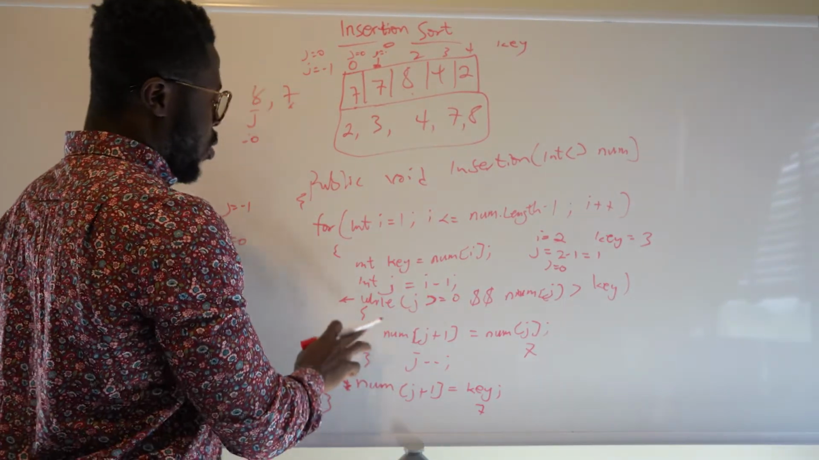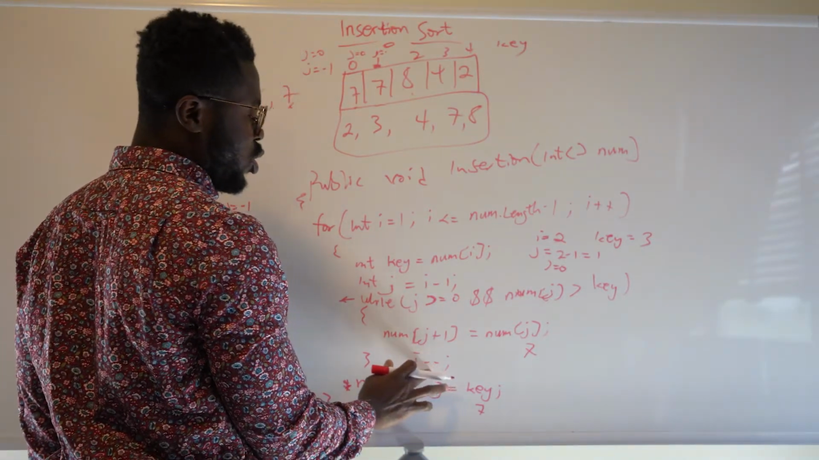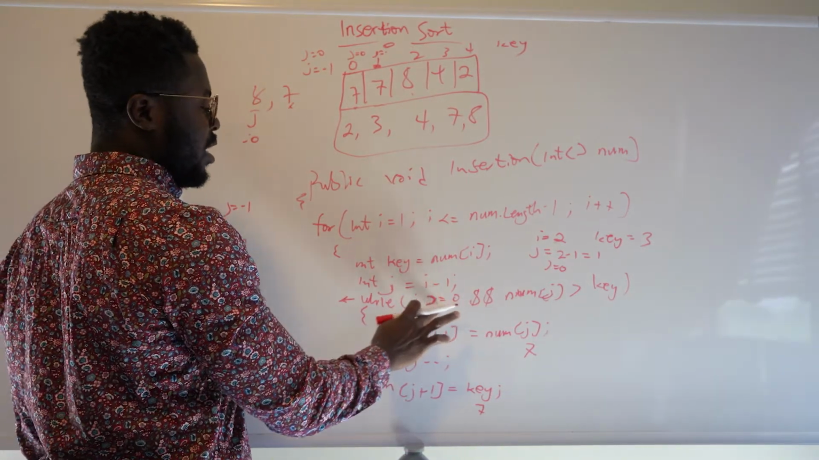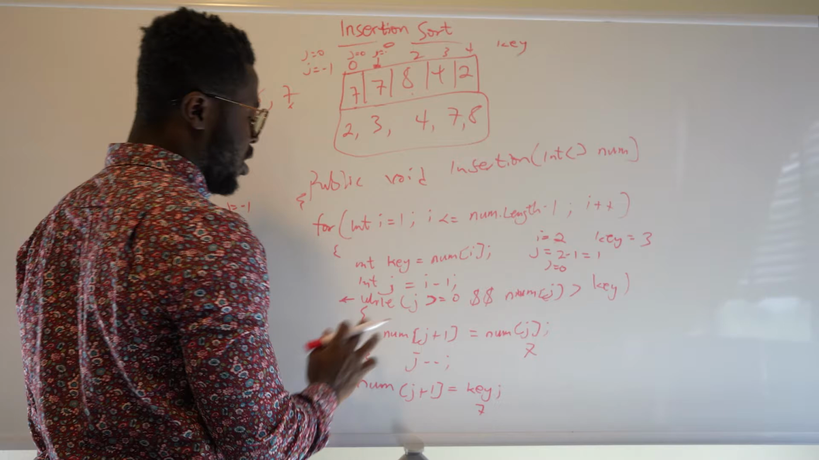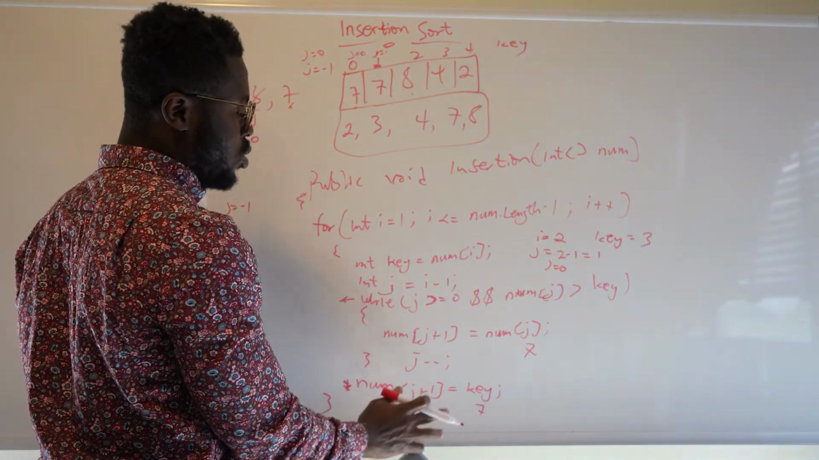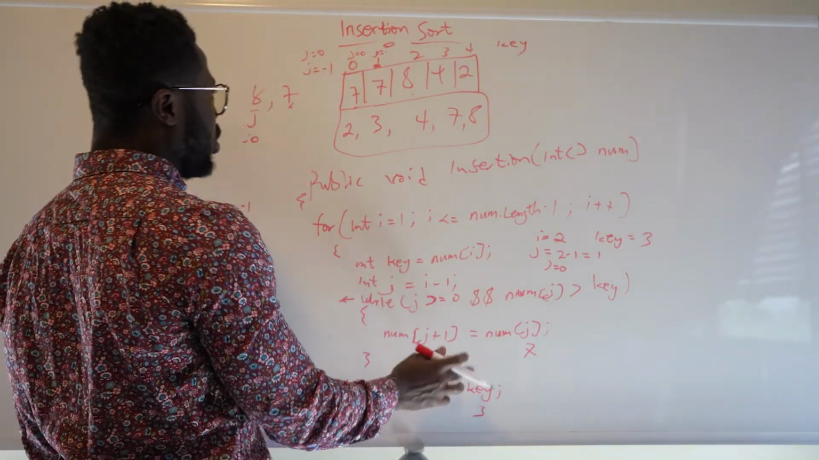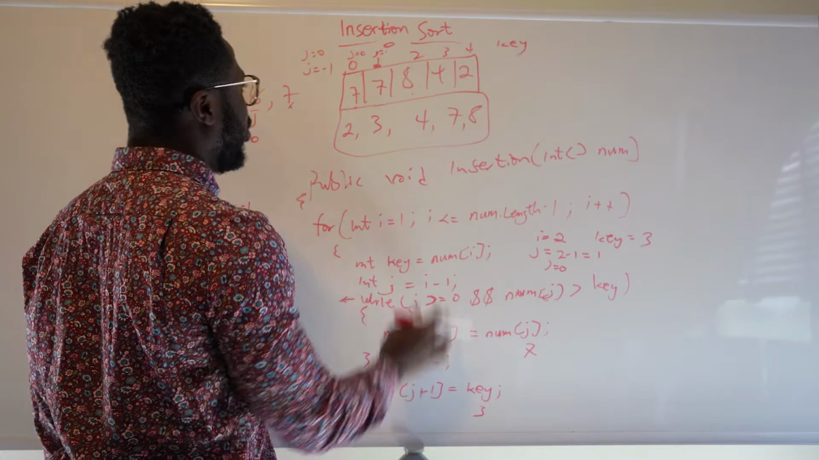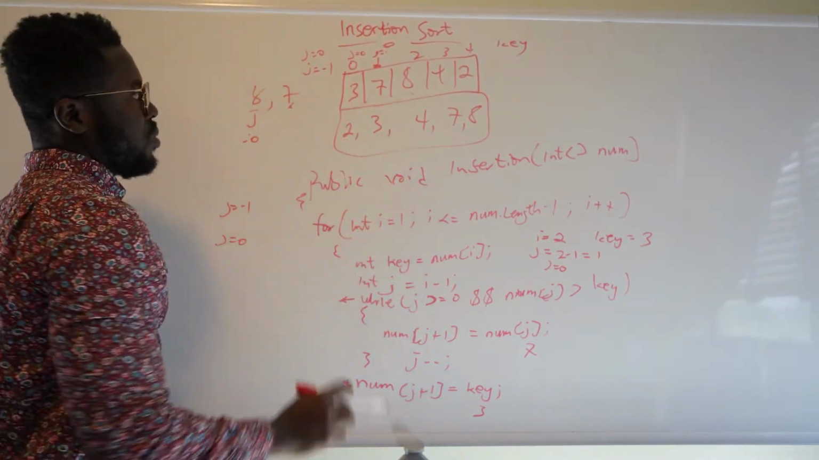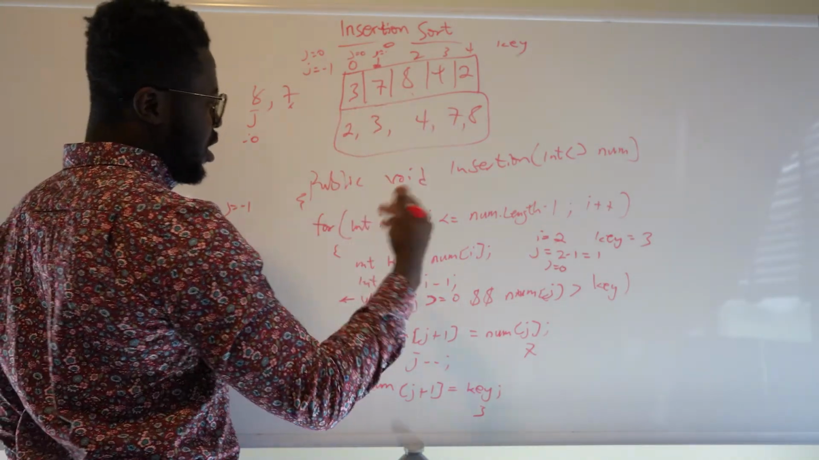So we come back and reduce j again. j is 0, so we reduce it. j is going to be -1. We check and the loop terminates. We come here, j is already -1 plus 1 equals 0. So then we know our key is 3. So num at 0, we put 3 there. So 3 will come here, right? So we have 3, 7, 8.